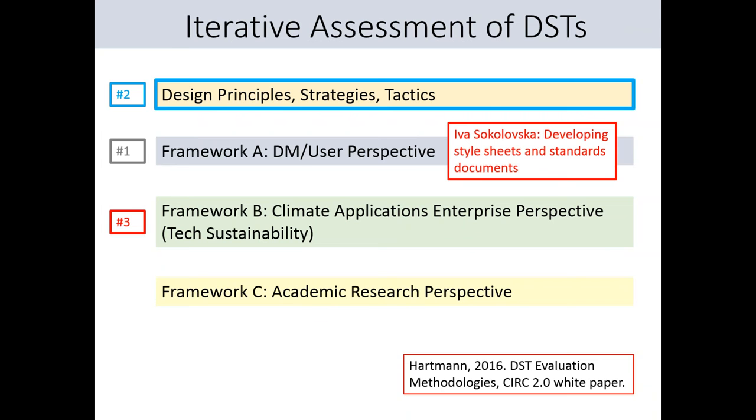One thing that's come out of that presentation is that Eva Sokolovska, who's working with Denise Locke within CIRC 2.0, is now putting together material for developing style sheets and standards documents for communication effectiveness. We're going to be trying to have them ready by the July retreat for CIRC 2.0. Today's talk covers design principles, strategies, and tactics.